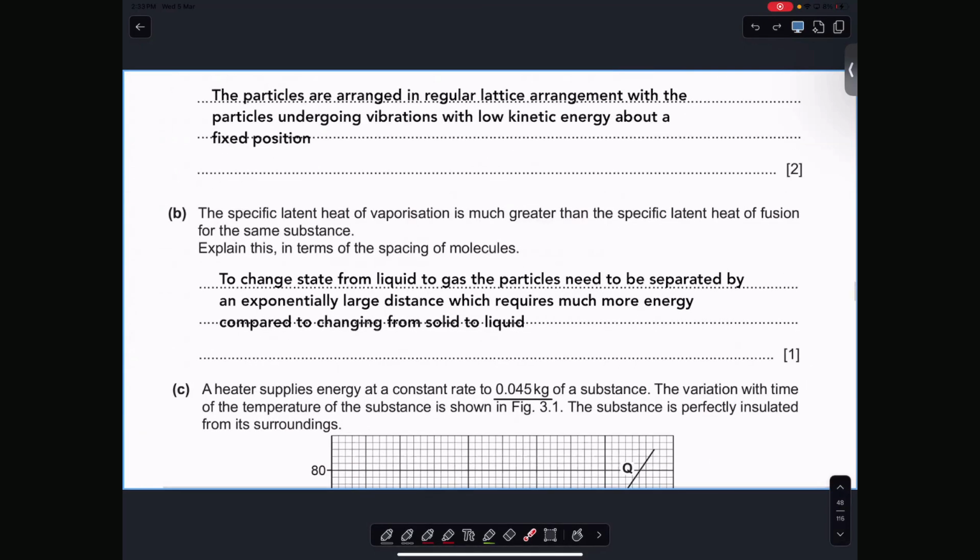B is basically your particles are taken very far apart when they go from liquid to gas. So solid particles are like this, liquid particles are like that. In gases, the particles are very far apart. So if you want to take them this far apart, you need to provide them a lot of energy. So therefore, the energy needed to change state is extremely large.